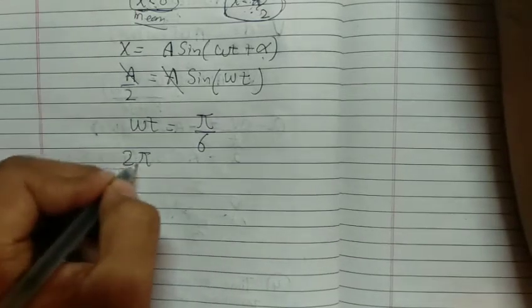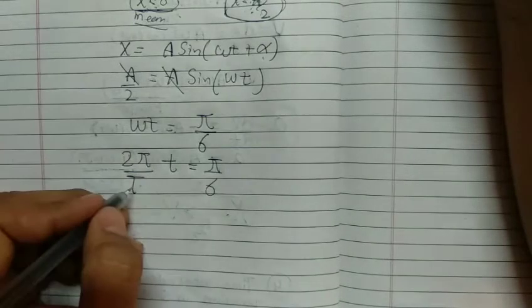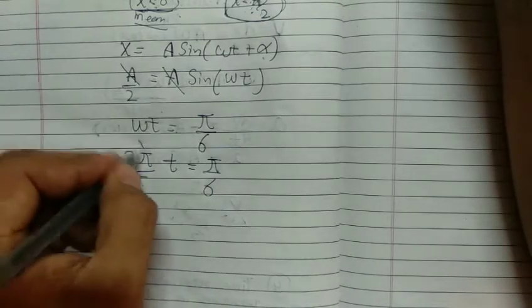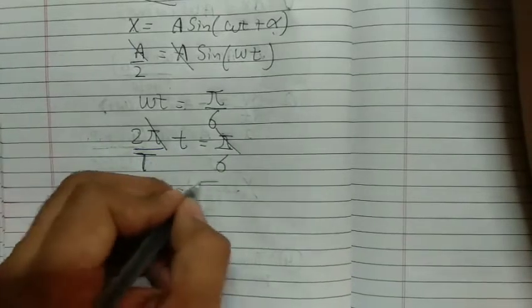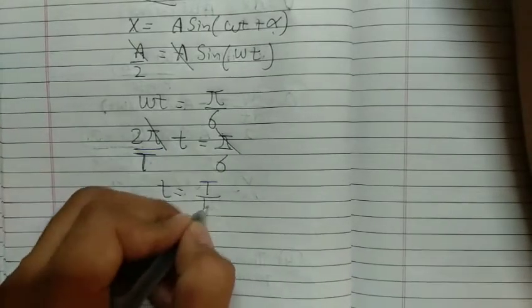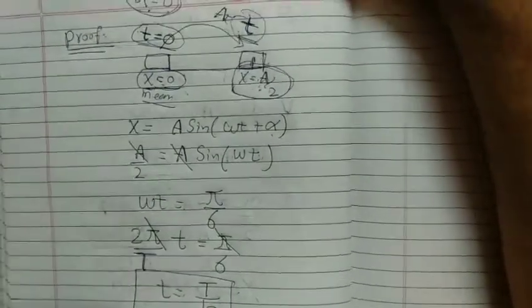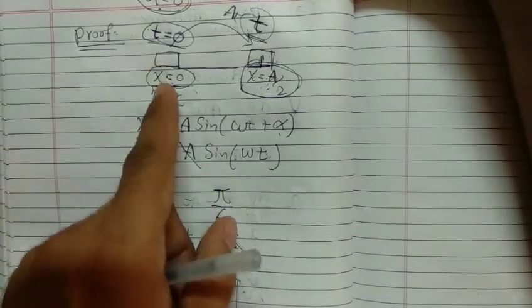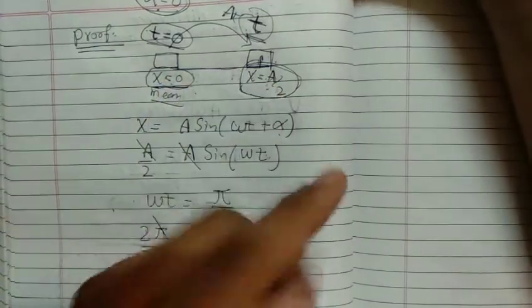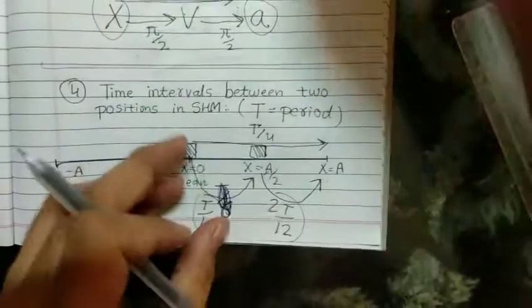Omega you write down as 2 pi by T into small t, equals pi by 6. This capital T is the period of oscillation, right? Cancel pi. Small t you can easily get. It's capital T divided by 2 into 6, that is 12. So here we proved it. This way you can find out the formulas. So the time taken to go from x equal to 0 to x equal to a by 2, please remember, is T upon 12. Got this?